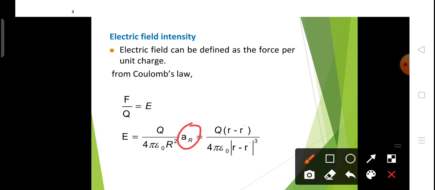Then we can calculate the aR vector by R vector divided by modulus of R vector. So the formula becomes Q into R minus R dash divided by 4 pi epsilon naught modulus of R minus R dash whole cube.